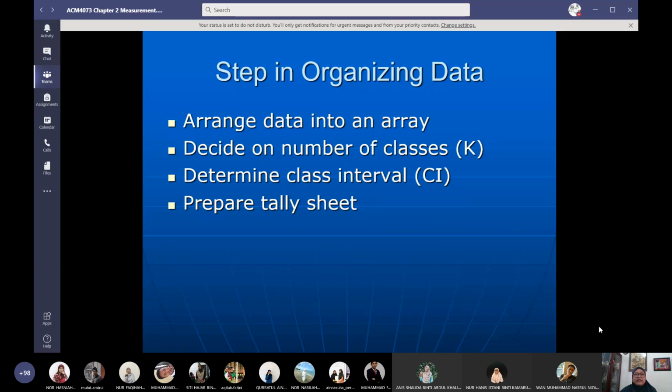So for interval data, because we need a range, we first have to decide on the number of classes, which is K, capital K, and then you determine the class interval. You determine whether it is 1 to 5 or 1 to 6 or 1 to 10, 11 to 20. We have to determine the classes, and then we need to prepare a tally sheet.